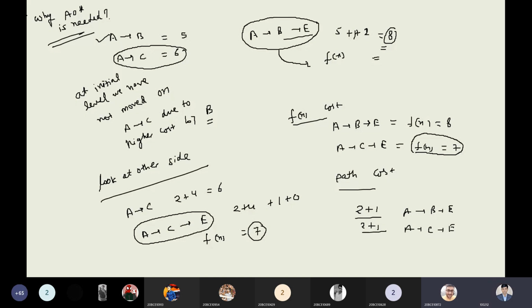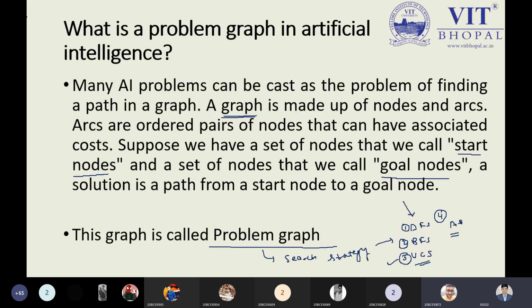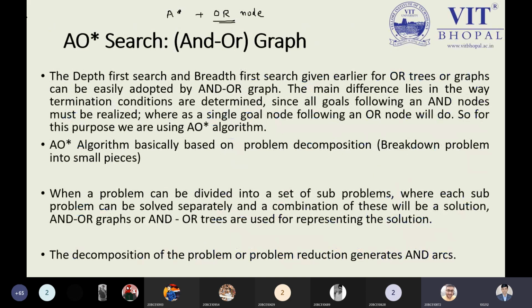This is the reason. So AO star algorithm is basically based on problem decomposition. This is a very important point you have to keep in mind while learning the AO star algorithm. For problem decomposition we have to use the AO star algorithm, when a problem can be divided into a set of subproblems where each subproblem can be solved separately and the combination of these will be a solution.